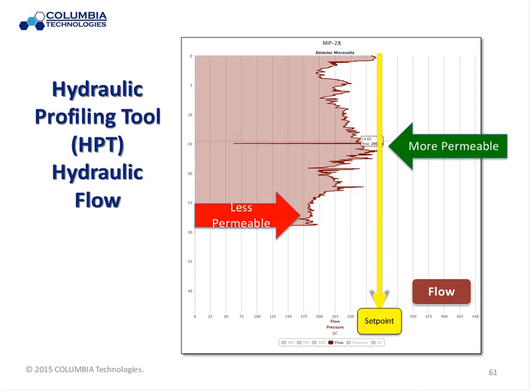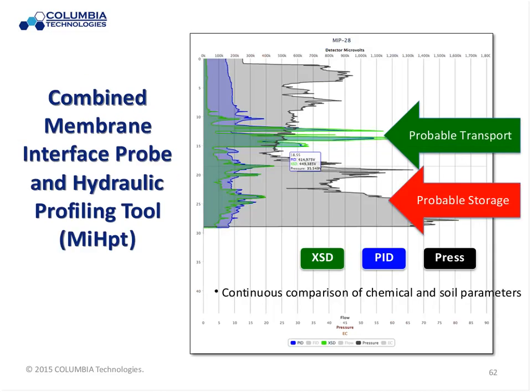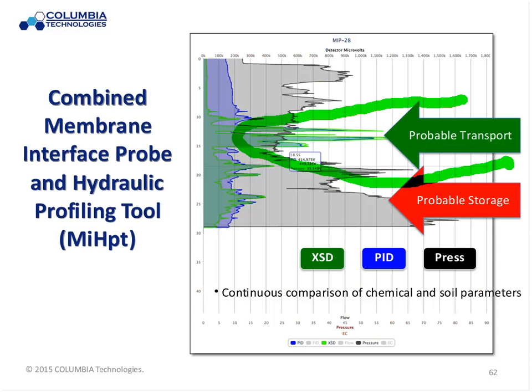I combine that, that's my flow off of that same signal. I combine that back with my PID XSD response. You can see I've got transport in this zone, and I've got storage in this zone. So I have my secondary sources right there.